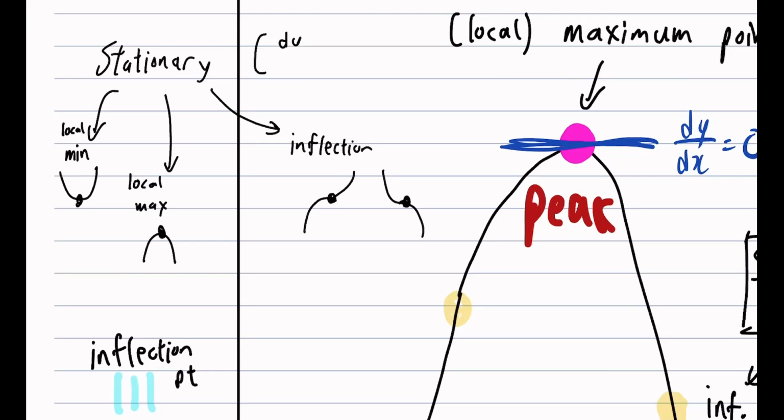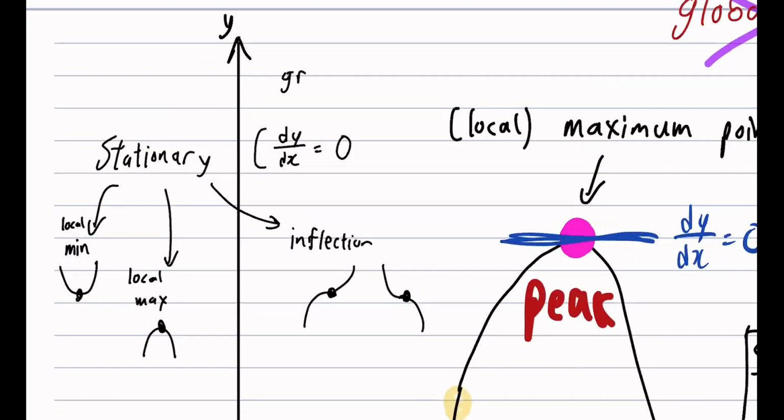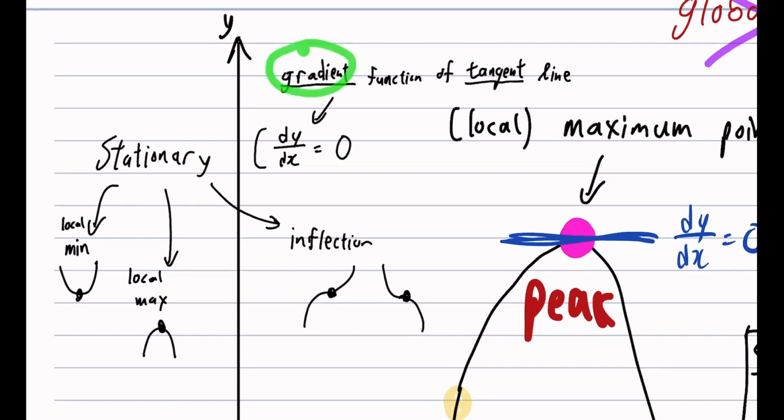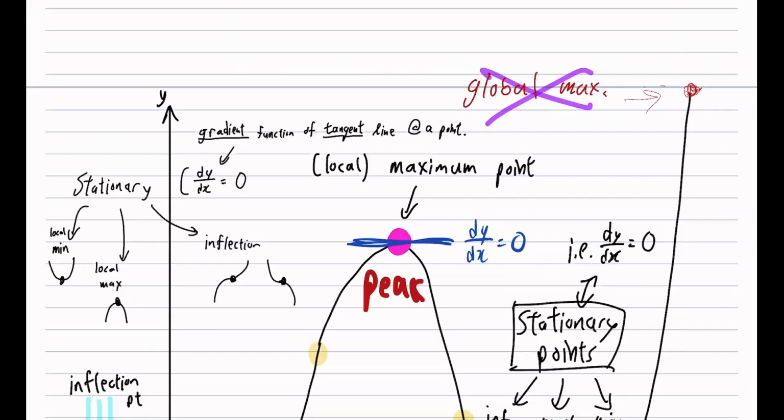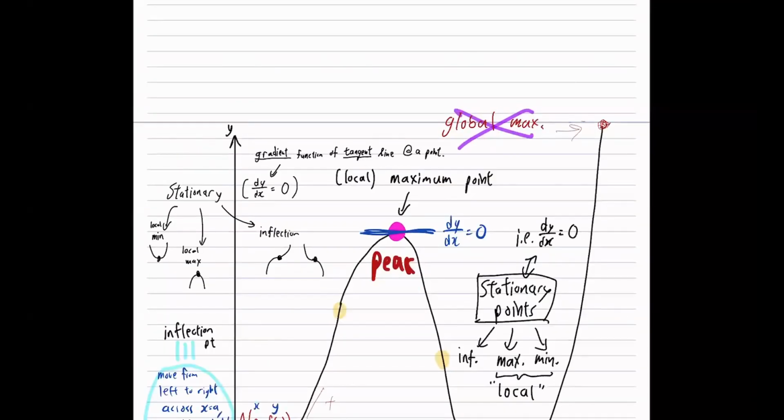Stationary means dy by dx equals 0. What's dy by dx representing? What function? Begins with letter G. R. Gradient. Gradient function. Yes, gradient of what line? Tangent line. Must remember, gradient of a tangent line, the blue one, at a point. Okay, very good. Oh, I forgot to illustrate the idea of rate of change of a gradient function.